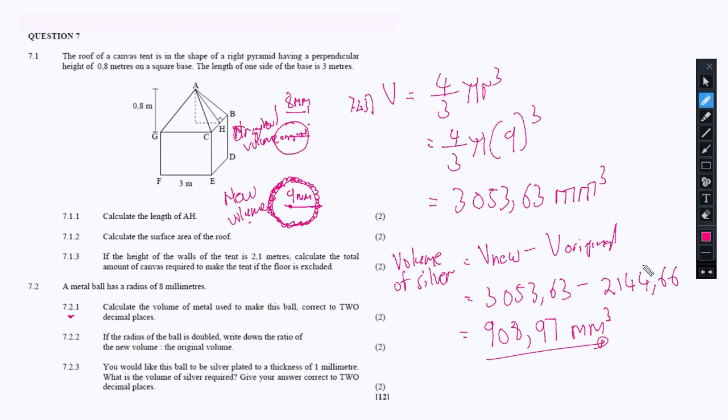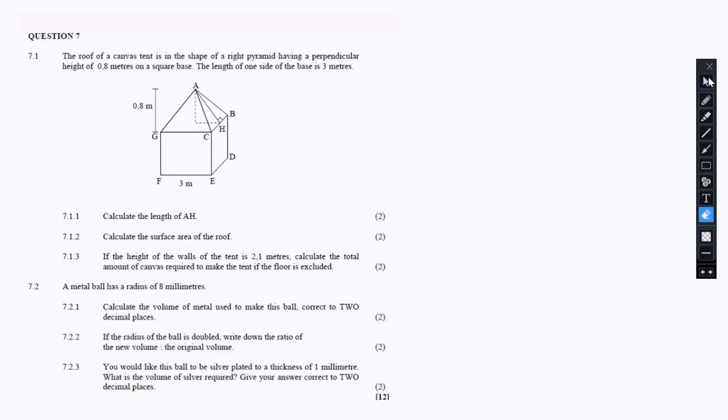So this means this is the volume of silver that was used to plate the metal ball. Okay, that's how you were supposed to go about answering that one. Let us proceed to the next question.